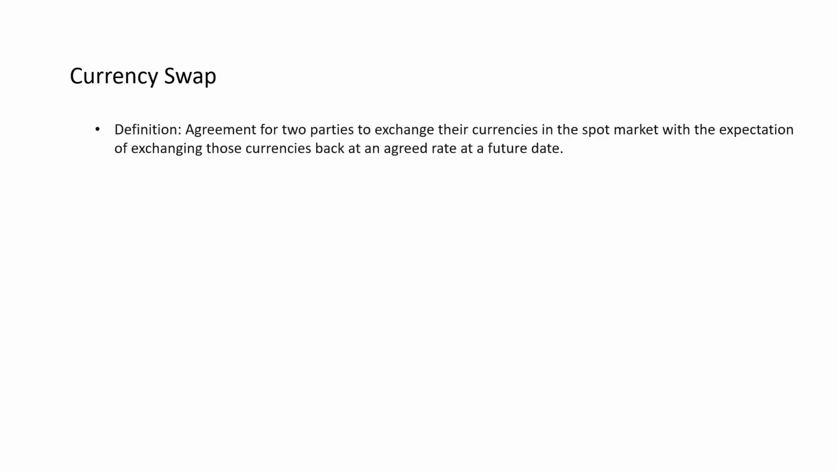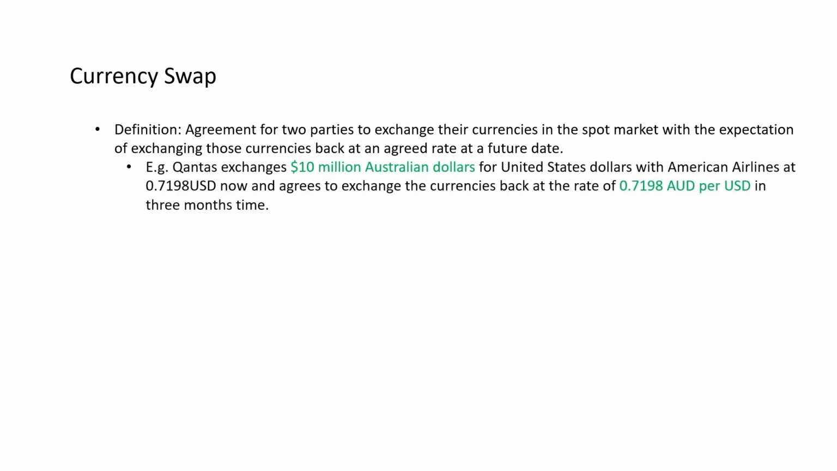Now, turning to a more verbal coverage of what the currency swap means, let's just go through the definition of currency swaps. Effectively, it's an agreement for two parties to exchange their currencies in the spot market with the expectation of exchanging those currencies at an agreed rate at a future date. So if Qantas exchanges 10 million Australian dollars for United States dollars with American Airlines at 0.7198 USD now, and then agrees to exchange the currencies back at the rate of 0.7198 AUD in 3 months' time, then we would say Qantas has engaged in a currency swap.